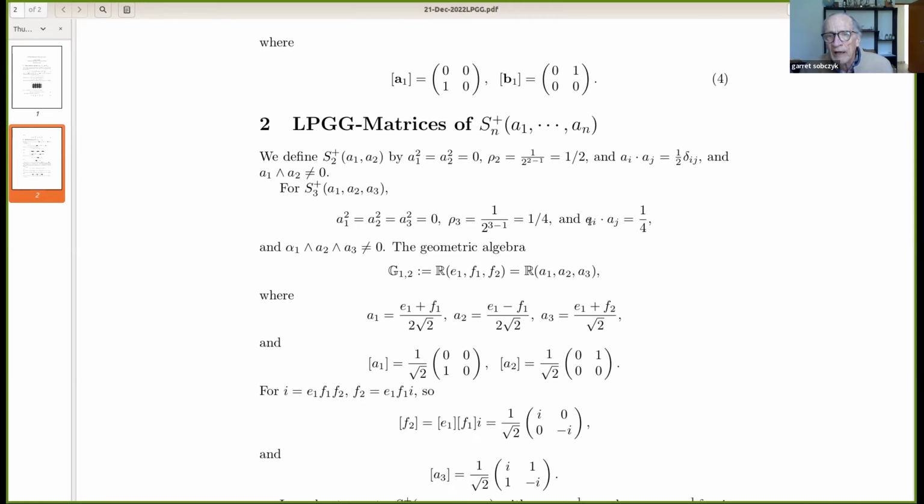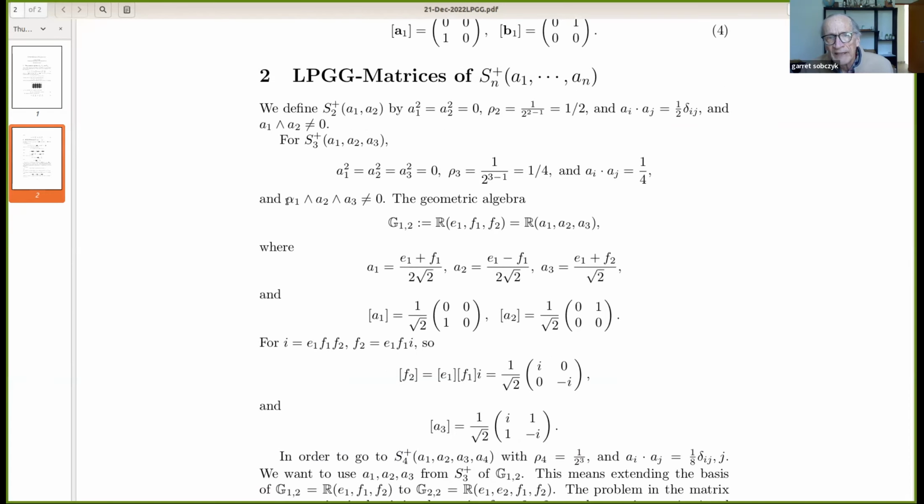Okay, so I want to choose these null vectors such that A1 dot A2, A2 dot A3, A1 dot A3, they're all equal to 1/4. And again, we have the condition that A1 wedge A2 wedge A3 is not equal to 0. So this should be an A here. Okay, now, so I want to identify that with the geometric algebra.